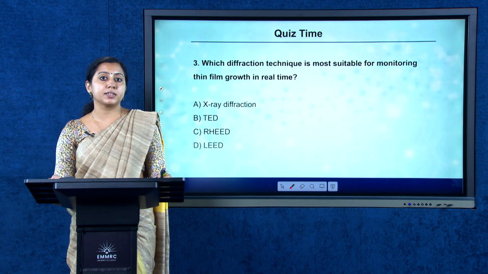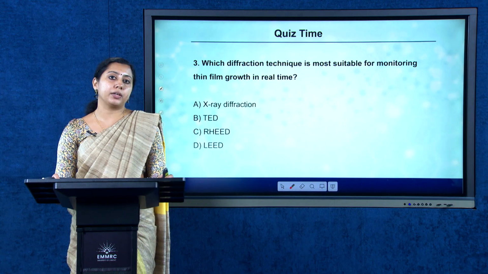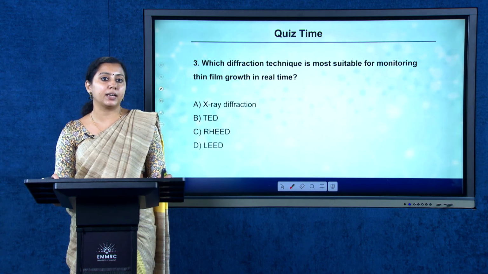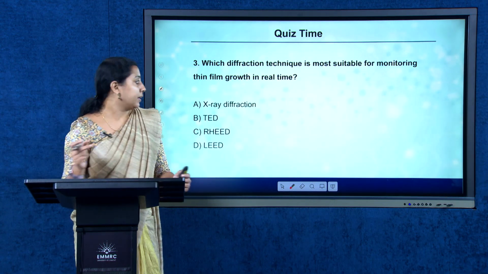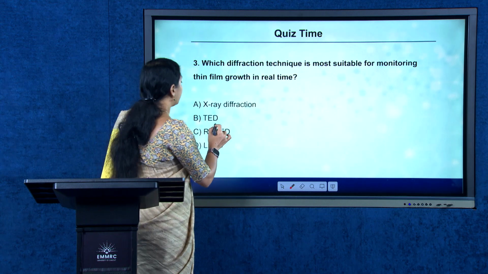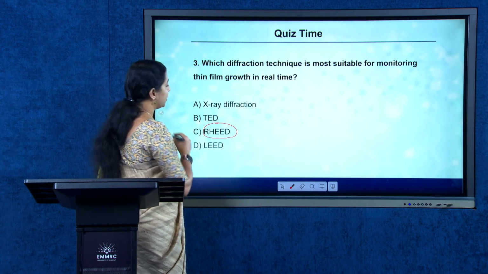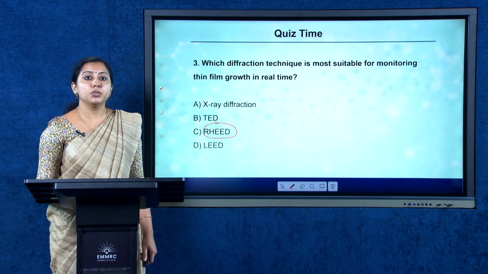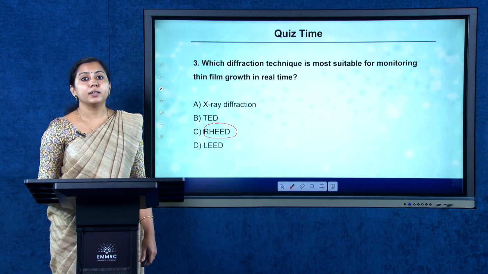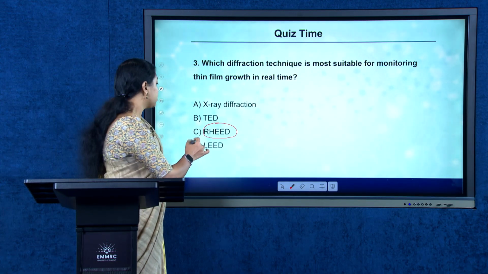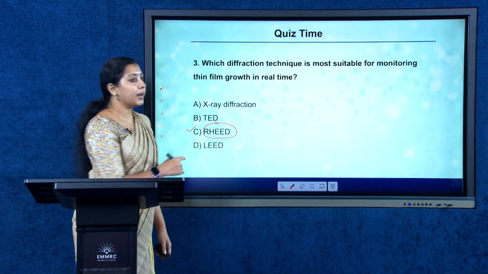We have discussed two types of electron diffraction methods, LEED and RHEED, and reflection high energy electron diffraction, which employs high energy electrons, is generally used for monitoring thin film growth in real time. So, the correct option is option C, RHEED.